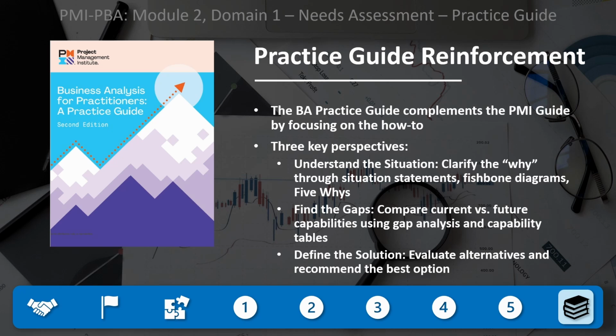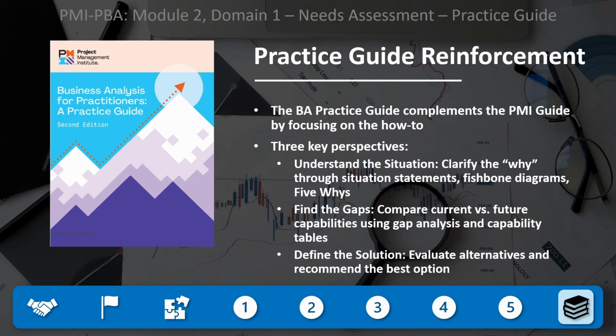The PMI Guide to Business Analysis tells us what needs to be done in needs assessment. The BA Practice Guide complements this by showing us how to do it. It reinforces three key perspectives. First, understand the situation. Clarify the why through tools like situation statements, fishbone diagrams, or the 5 whys. Second, find the gaps. Compare current and future capabilities with techniques such as gap analysis or capability tables. And third, define the solution, evaluate alternatives, and recommend the best option.